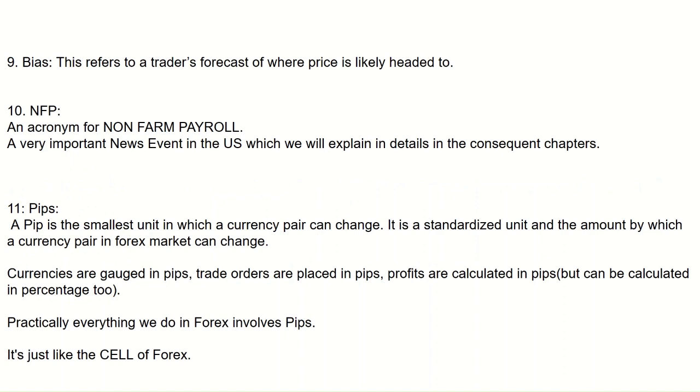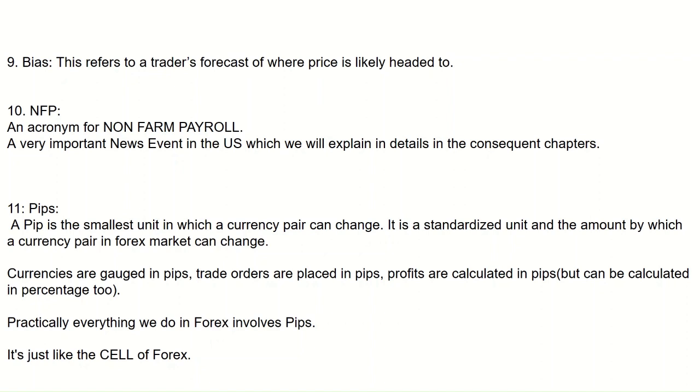Bias. What is bias? This refers to a trader's forecast of where price is likely headed. When you analyze the market, you are going to have what we call a bias. It means you are going to have a place you predict the market to head towards. You either have a bullish bias, which means you expect the market to move upward from a lower place to a higher place, or you have a bearish bias, which means you expect the market to move from a higher place to a lower place. It means you expect the market to sell. So a bullish bias means you expect the market to buy, and a bearish bias means you expect the market to sell. I hope you are getting it now.